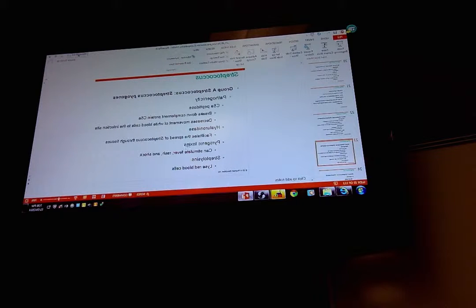The pyrogenic toxins, the streptolysins. Be careful with the streptolysins because on the slide, for some reason, it only says red blood cells, but it does all of them. With the streptolysins, it does red, white, and platelets.